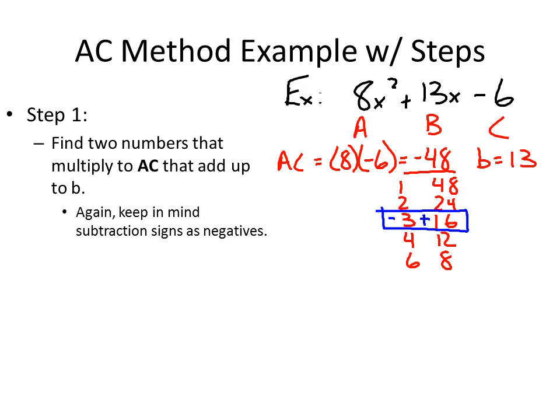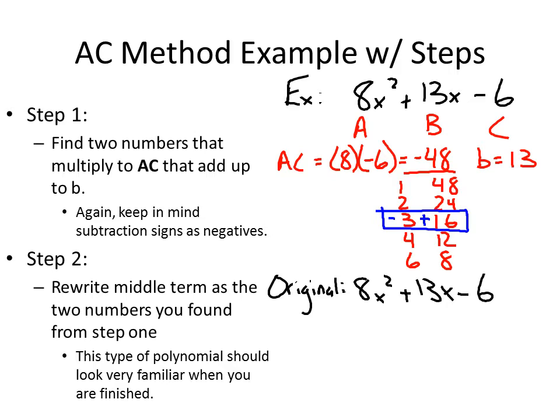So I have chosen 16 and 3, and the only way to get to 13 with 16 and 3 is -3 plus 16. And then go back, you can check, -3 times 16 is -48, and -3 plus 16 is 13. So that works for this problem.